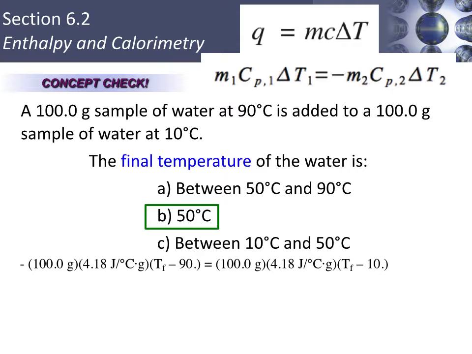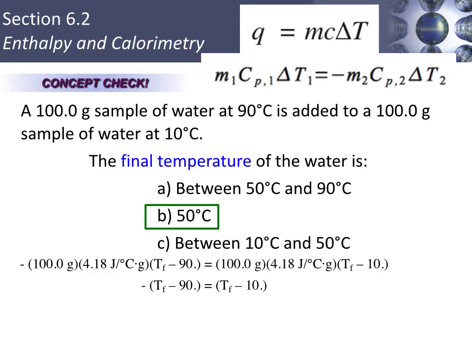What that means is one of the solutions started at 90 degrees Celsius and it's going to end at some final temperature, and you don't know what that final temperature is. So you can just put T sub F to indicate the final temperature. That is going to equal 100 grams times the specific heat times whatever that final temperature is minus its initial temperature, which was 10 degrees Celsius. It doesn't really matter which side of this gets the negative sign, just that when you're setting these two things equal to each other, one of them has to have a negative sign because the heat released has to equal the heat absorbed.